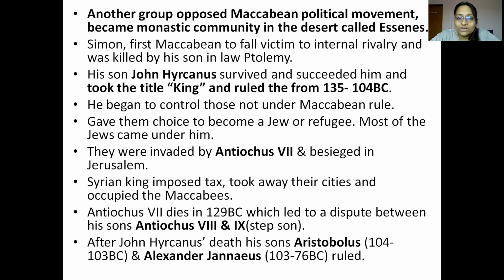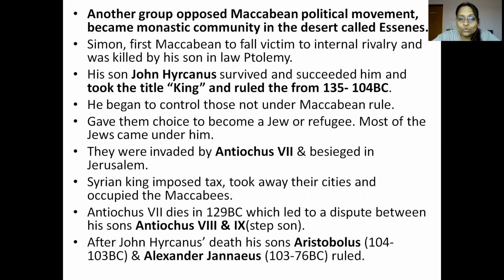His son, John Hyrcanus, survived and succeeded him. Whose son? Simon's son. He had survived the attack of Ptolemy and he became the ruler. John Hyrcanus succeeded him as king, and he took upon himself the title of king. Till now they were not called kings, but John Hyrcanus called himself a king, and he ruled from 135 to 104 BC.